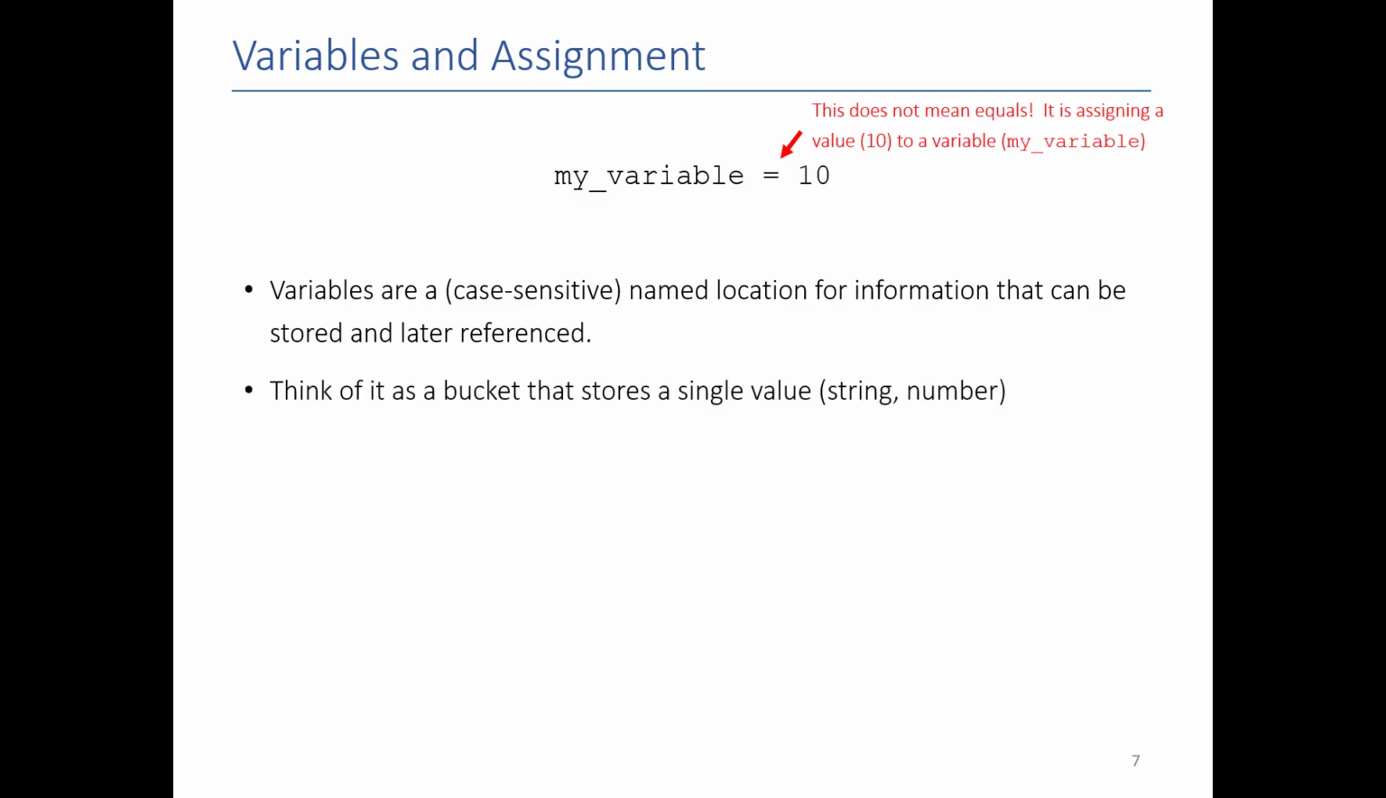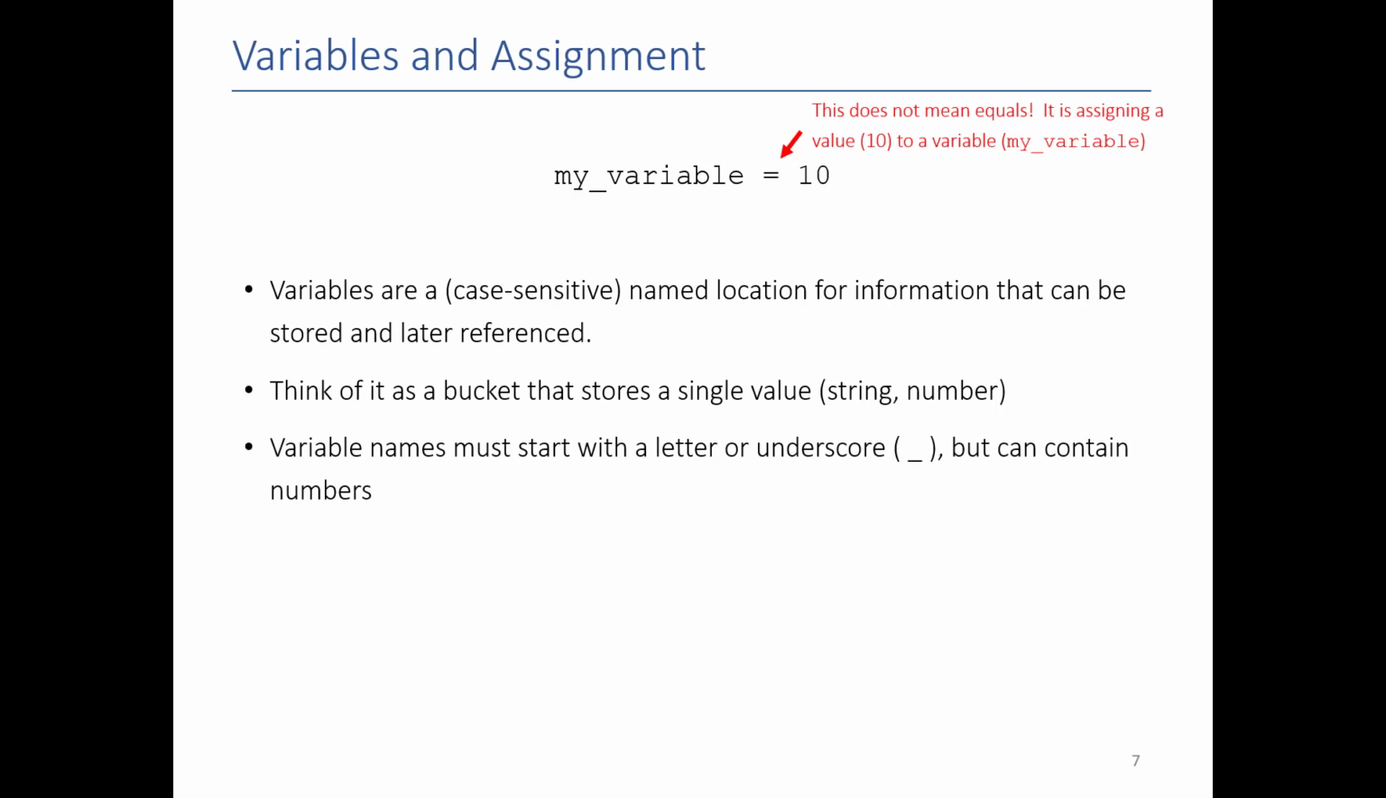You can think of variables as a bucket where I'm just dumping in a value. Right now, we're going to use variables to store strings and various types of numbers like integers and floats, but we'll do more with them later. And variable names have to start with a letter or an underscore, but they can have numbers in them. They just can't start with one.